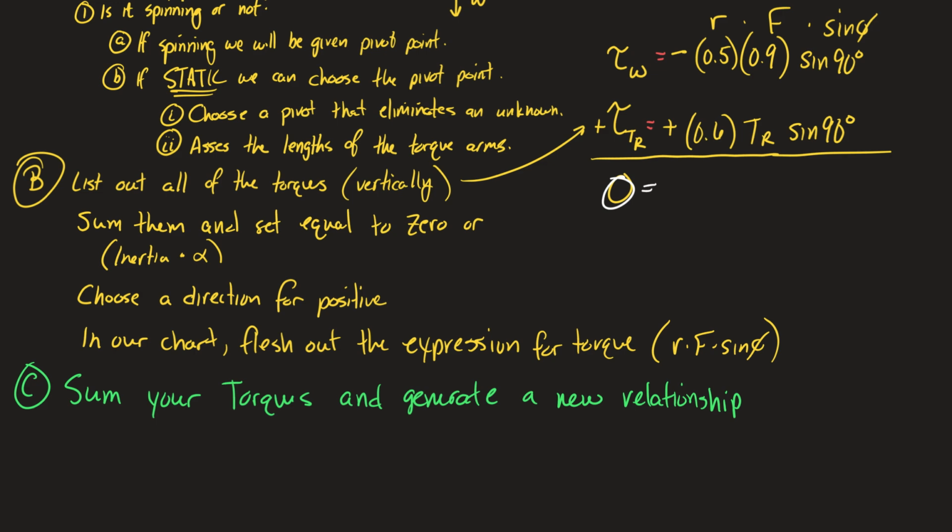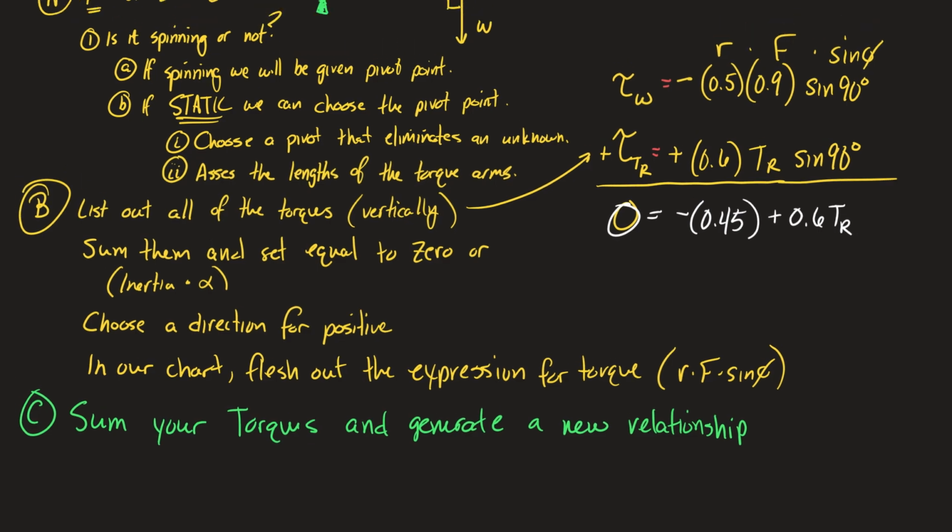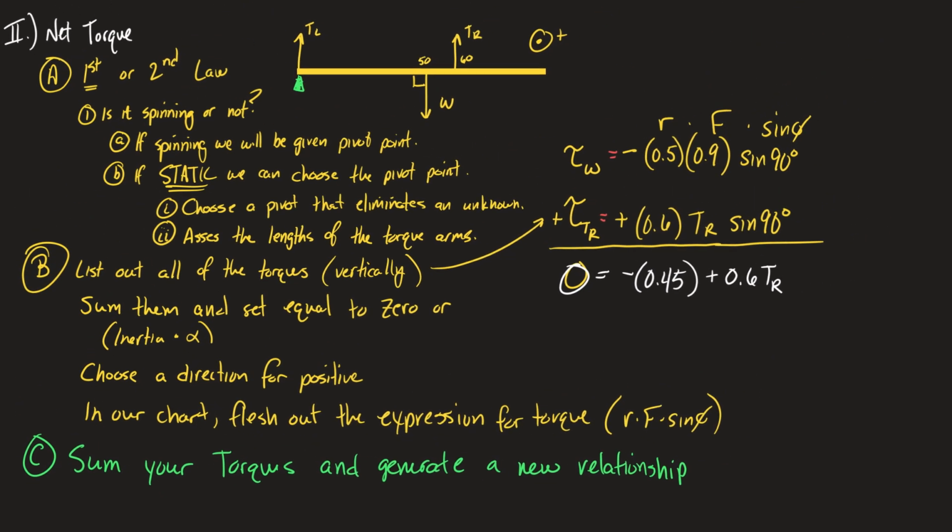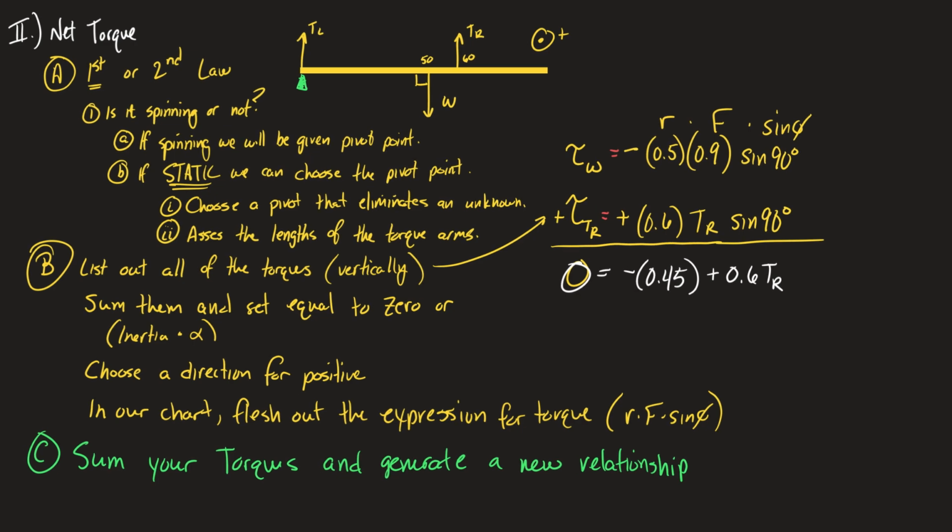This is 0. I'm going to add up the torques. 0.5 times 0.9, 0.45. 0.6 times TR, so plus 0.6 TR. That's it. I generated a relationship. Now, I made a point of writing all this down very explicitly, but there's nothing I didn't say yesterday that's here.